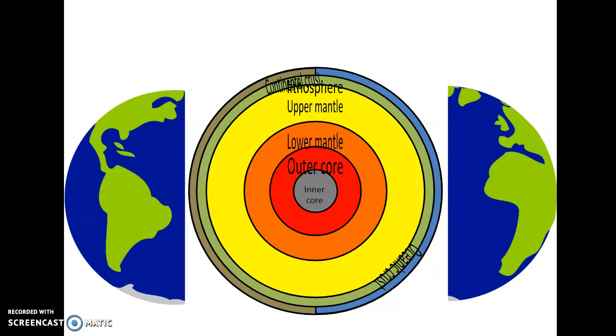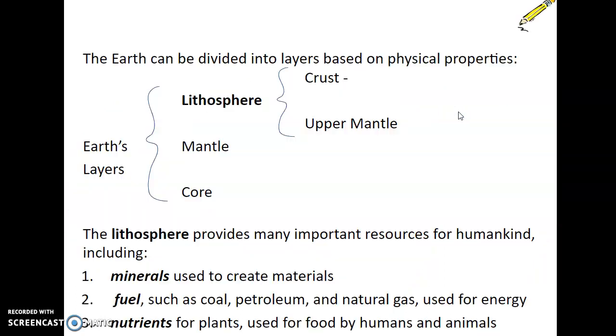So this is just to show you that this is inside the Earth. Hopefully this is a better diagram if you had trouble understanding the other. So the Earth can be divided into layers based on physical properties. The Earth's layers itself can be divided into three: the lithosphere, the mantle, and the core.